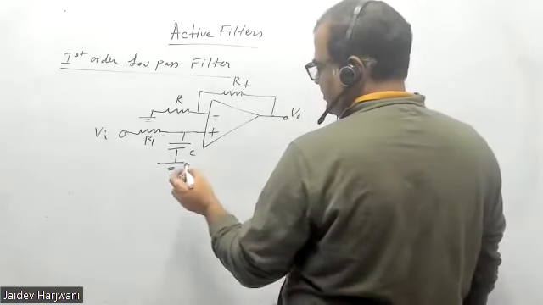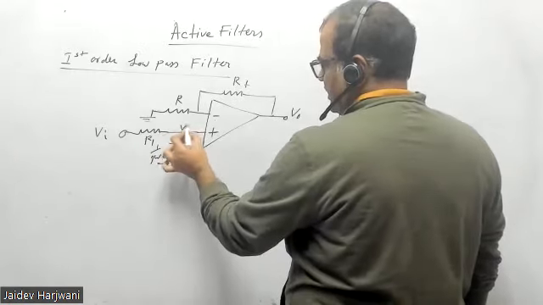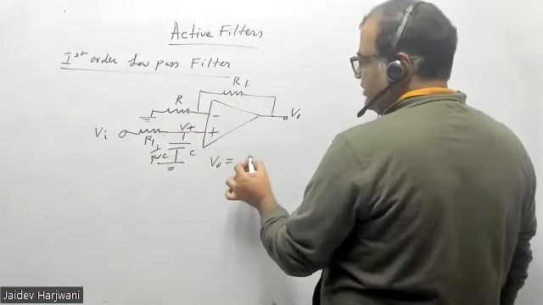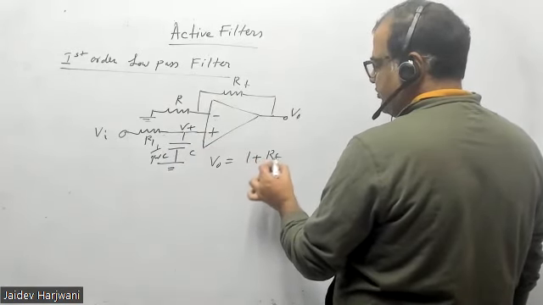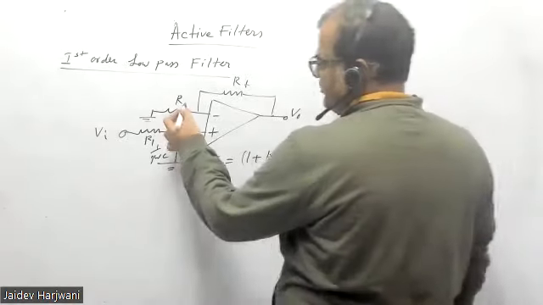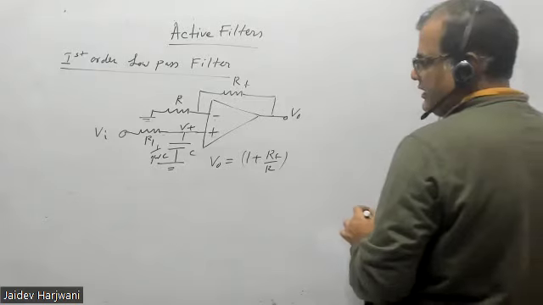So first of all, this is 1 by J omega C. And this is a non-inverting amplifier. So the output will be what? The output will be simply 1 plus RF upon R. If you're not going to put R1 here, just whatever you want. 1 plus RF upon R.